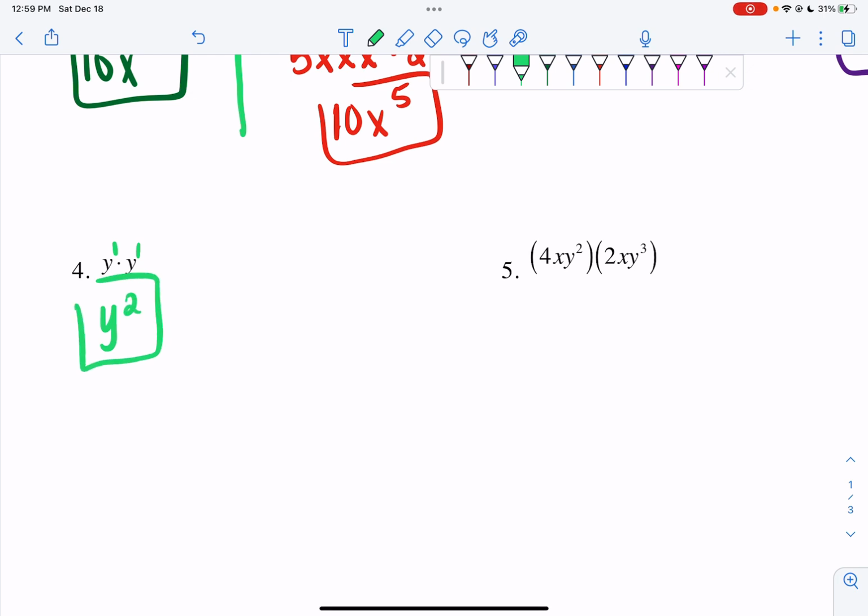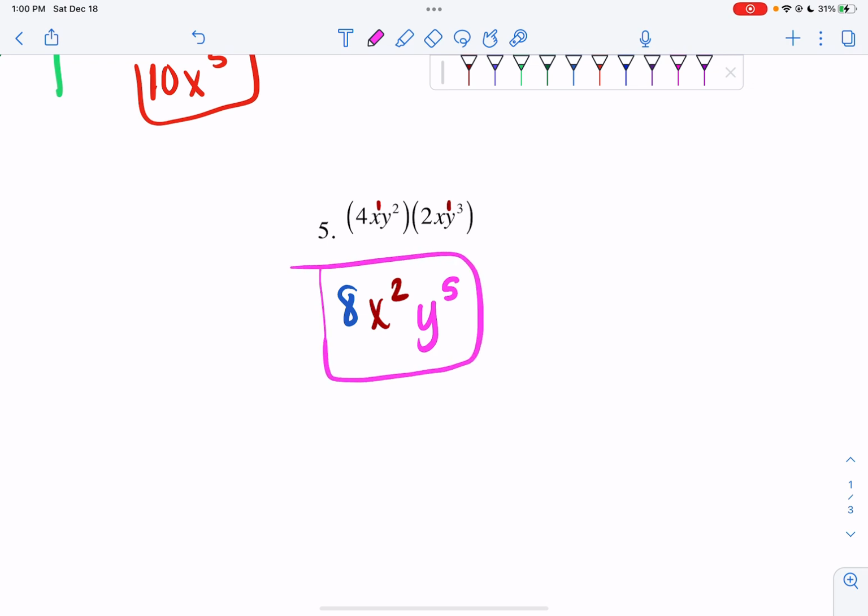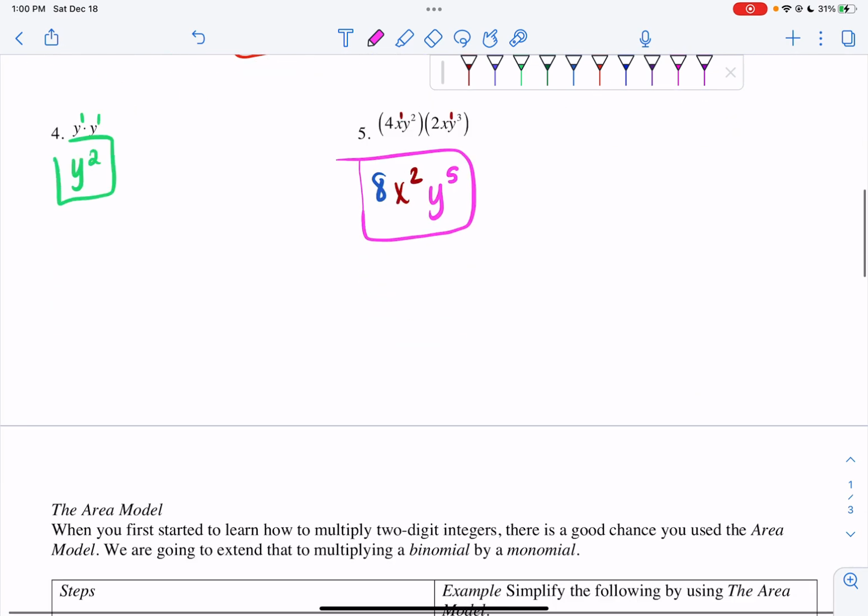Number 5, I have 4xy squared times 2xy to the third. Multiply those coefficients. 4 times 2 is 8. This becomes a 1. X to the first times x to the first is x squared, because 1 plus 1 is 2. Now y squared times y to the third. 2 plus 3 is 5. So y to the fifth. And that's your final answer.